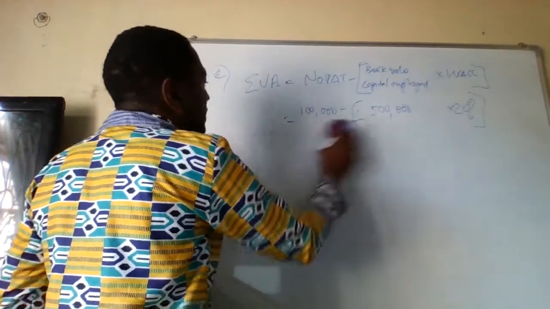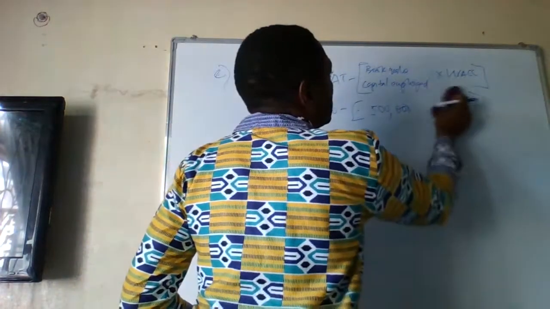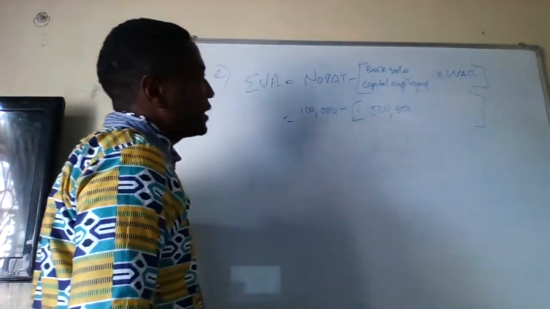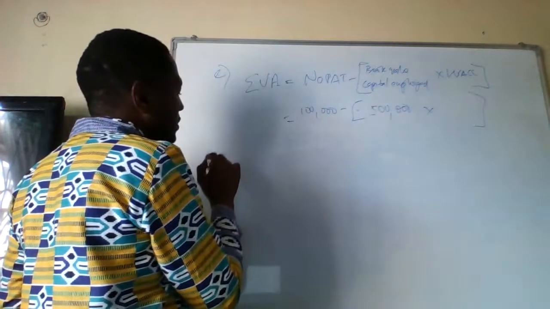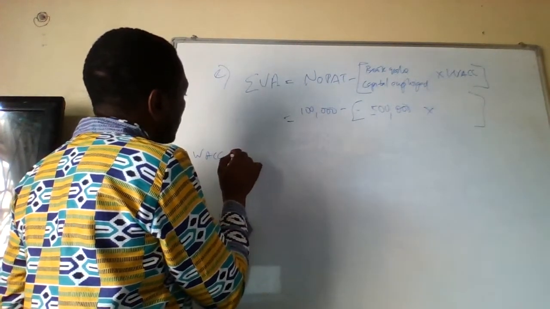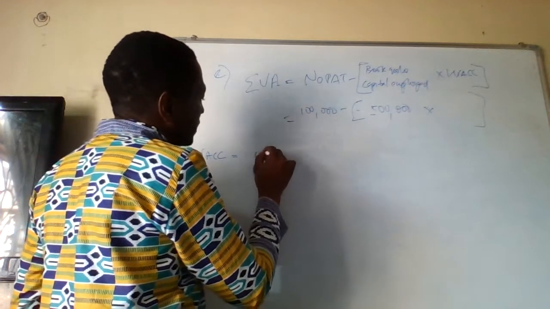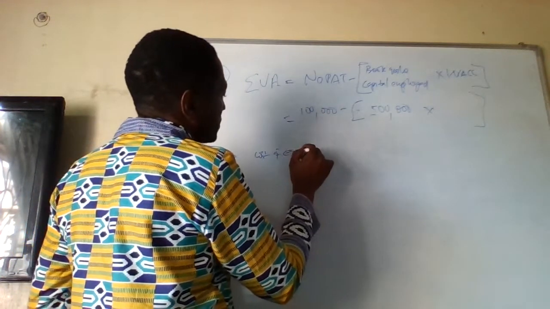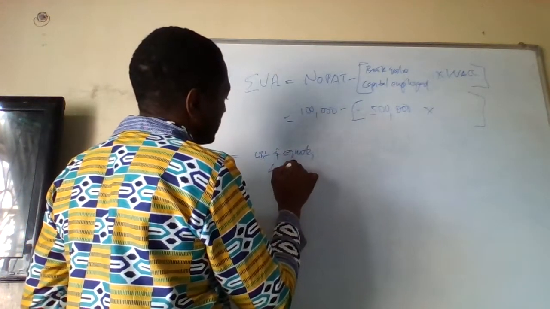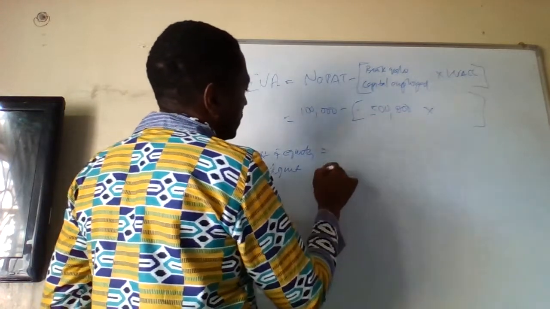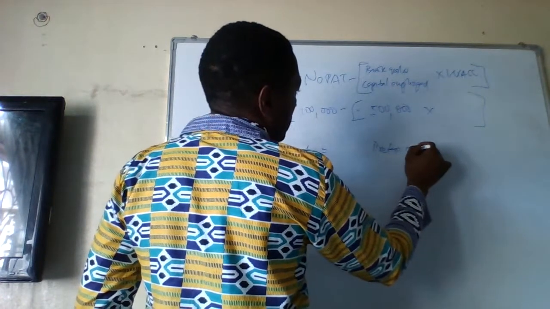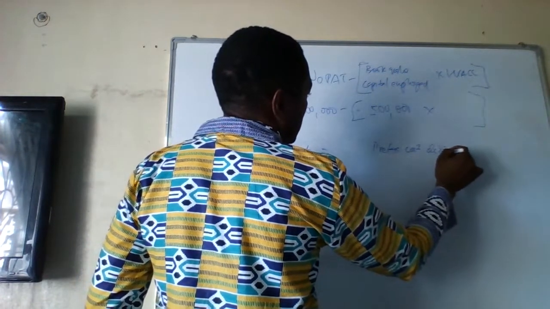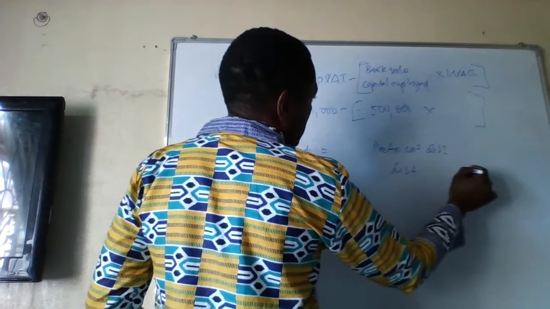So to correct this question, take it from me that you're supposed to calculate WACC. Now, to calculate WACC, what you need is the cost of equity, which was omitted in the question. You need the equity, you need the pre-tax cost of debt, and you need the debt.